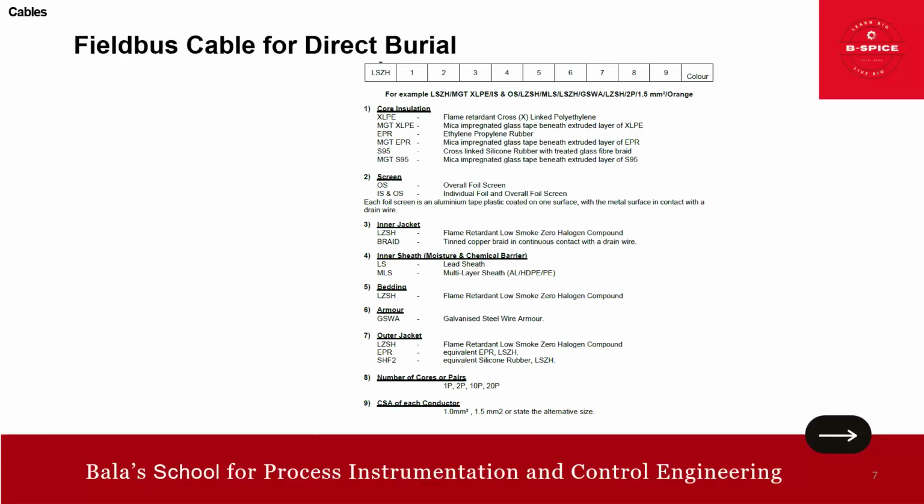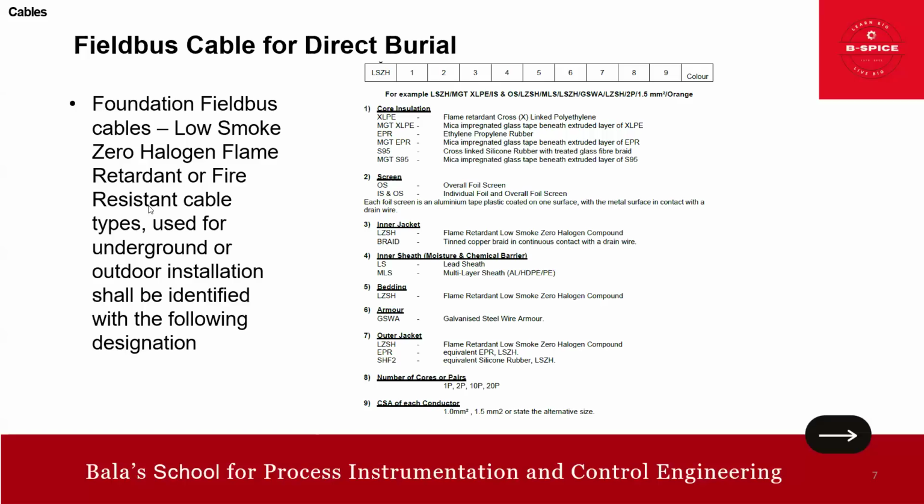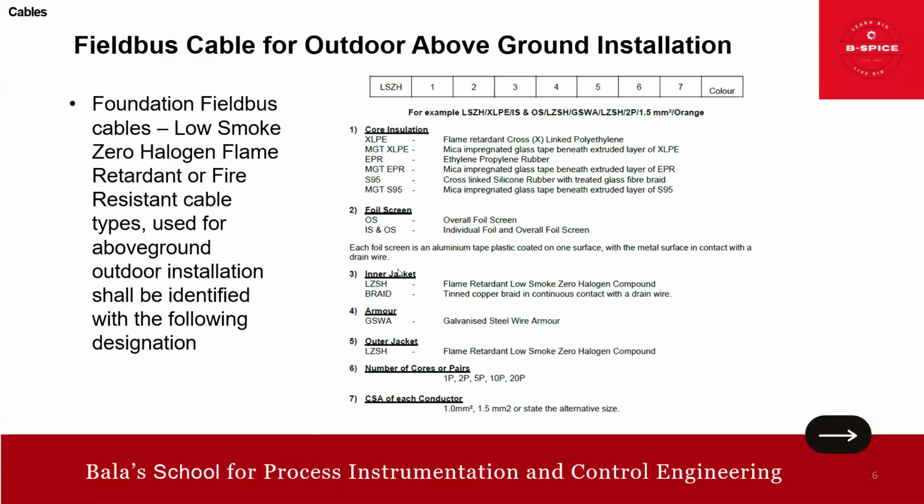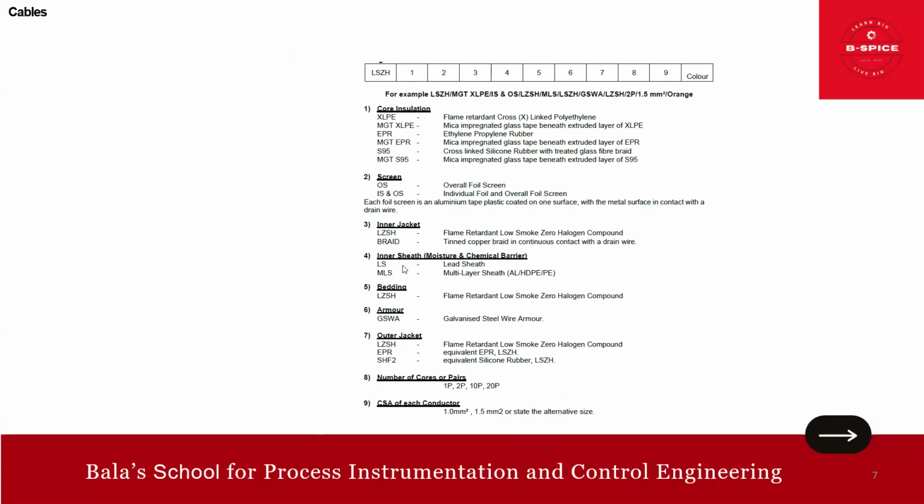Then we have the Fieldbus cable for direct burial. Again, the core remains the same. There is not much difference, and the screen also remains the same. The inner jacket also remains the same. Inner sheath, I think here it's not there, right? Yeah, the inner sheath is not there. So the additional is the inner sheath. When we talk about burial, we have an inner sheath also because of moisture and chemical effects. Then we have a bedding also as an additional. Armor remains the same and the outer jacket remains the same.